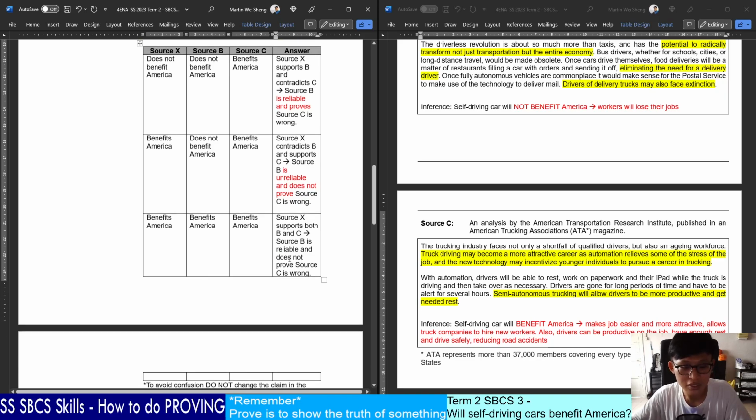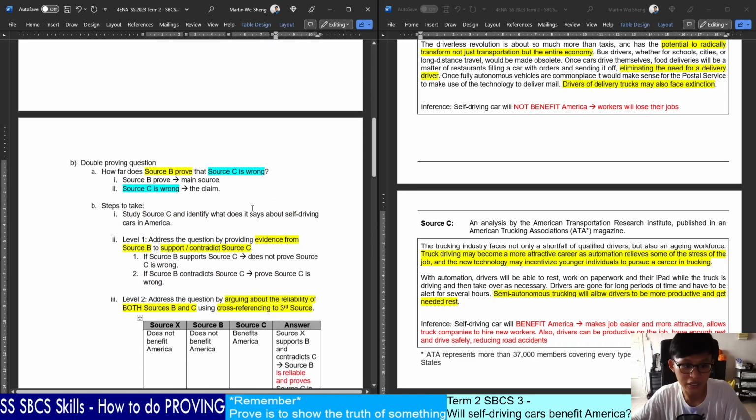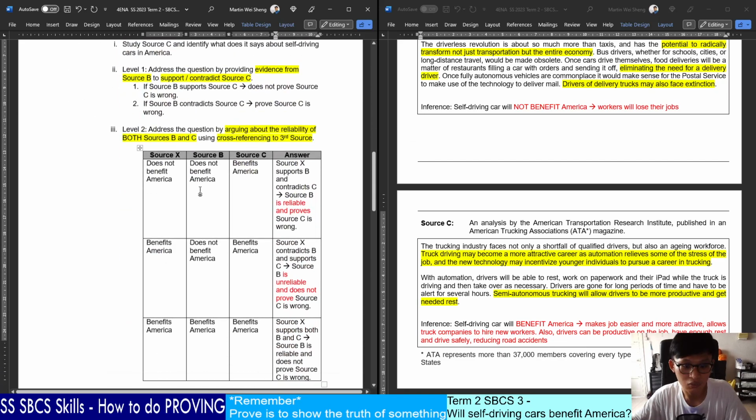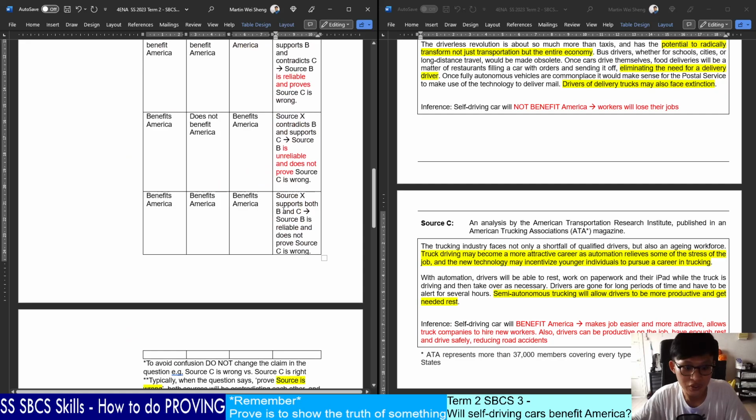Now this is the part over here where it's quite similar to this thing over here, whereby I say that B is reliable, yet it does not prove. So why, this time round, does the reliable source not prove that something is wrong?